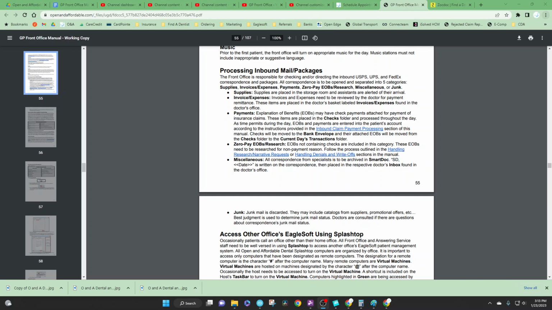Okay, so what you're going to take a look at is, first of all, obviously, packages are usually supplies. So when you receive the supplies, you're going to go ahead and place the supplies in the storage room and then alert the assistants that the supplies have been received.